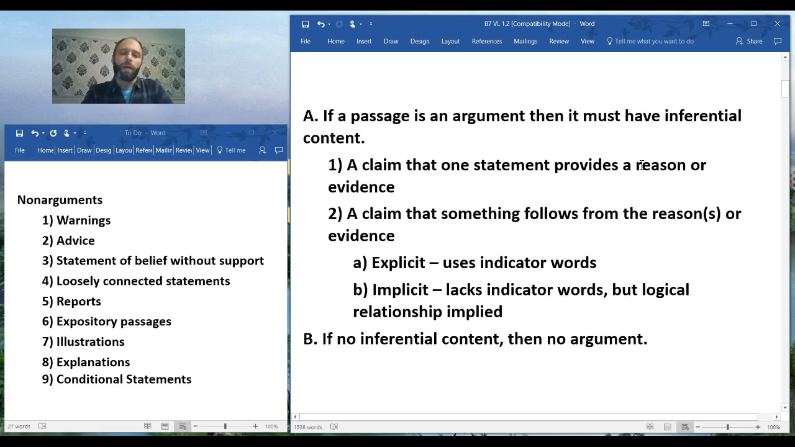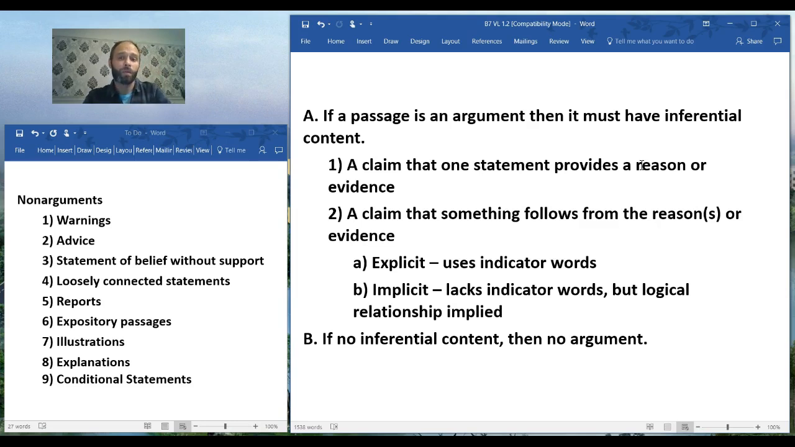We should recall that if a passage is an argument, then it must have what we call inferential content. Inferential content means that there has to be a claim that one statement provides a reason or evidence for another statement, and a claim that something follows from the reasons or evidence. The statements that provide reasons are premises, and the statement that the reasons are trying to prove is the conclusion. So there has to be a premise, a conclusion, and a link between them. We call it an inferential link, so arguments have inferential content.